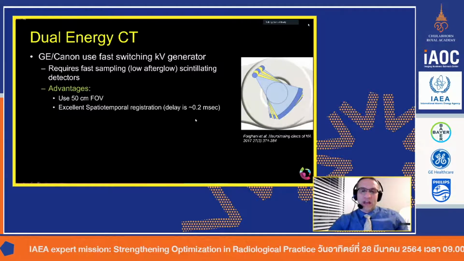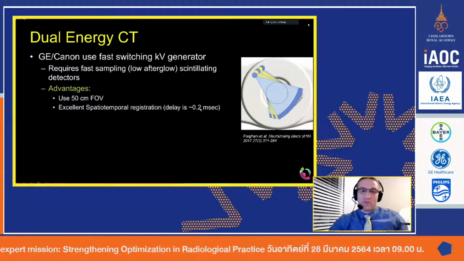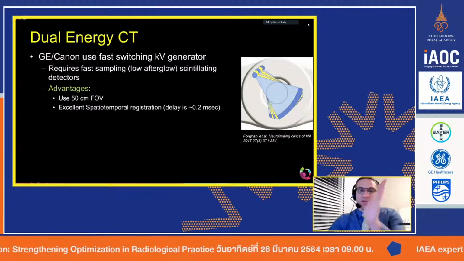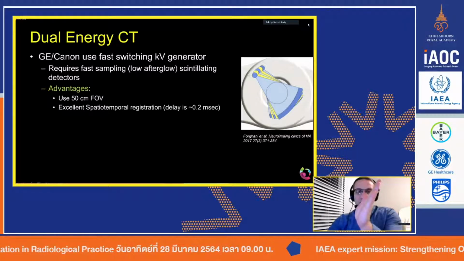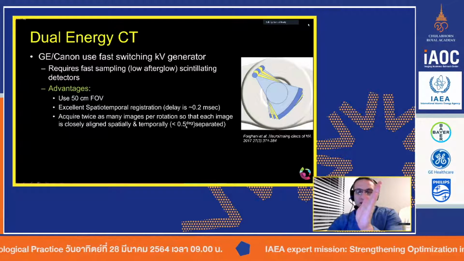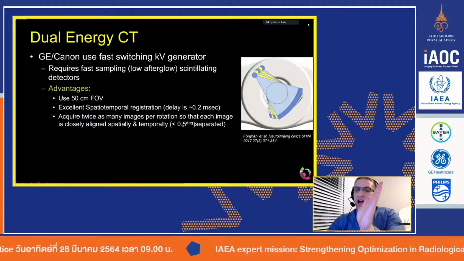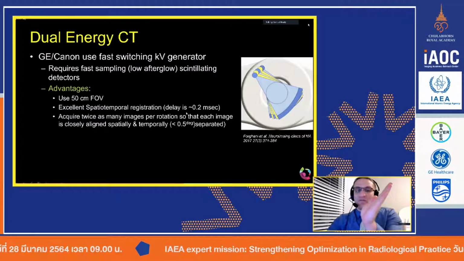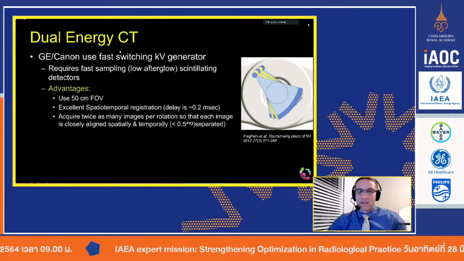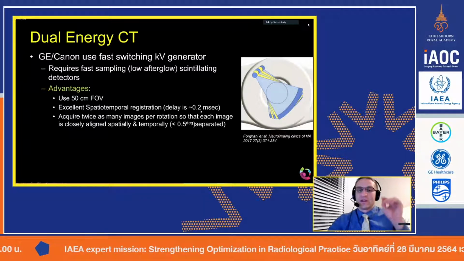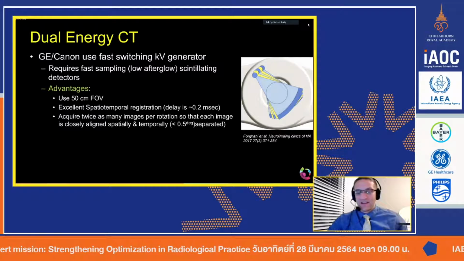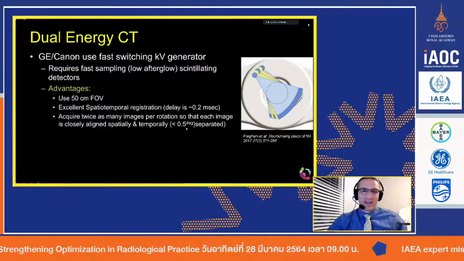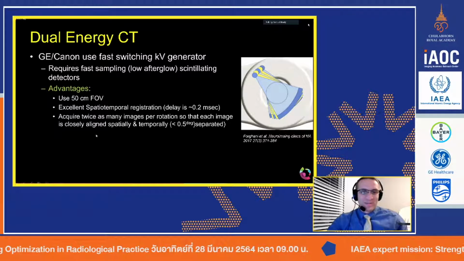And so there's actually only about a 0.2 millisecond difference between the low image acquired in one angle, and then as it moves just a hair, half a degree, it acquires the high energy. And so it's very quick. When we talk about fast switching, we're talking fast switching within 0.2 milliseconds. So that is very quick, 200 microseconds.